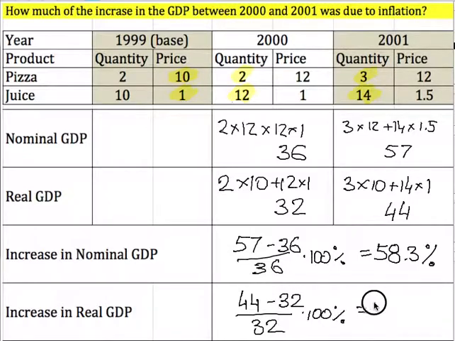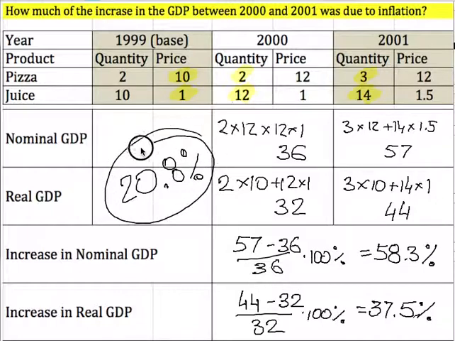This gives us 37.5. So what it means is that out of the 58.3% increase in the GDP, only 37.5 was due to the increase in the output. What is the difference between those two? The difference between those two is 20.8%, and that is the part of the increase in the GDP that was due to inflation.